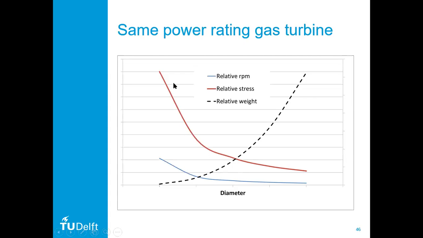What you also see is that the relative stress, because of this increase in rotation speed, also increases significantly. So then you really want to be somewhere here. It's really a balance between where you sit on the diameter and rotation speed. That also determines the design of the gas turbine you use.